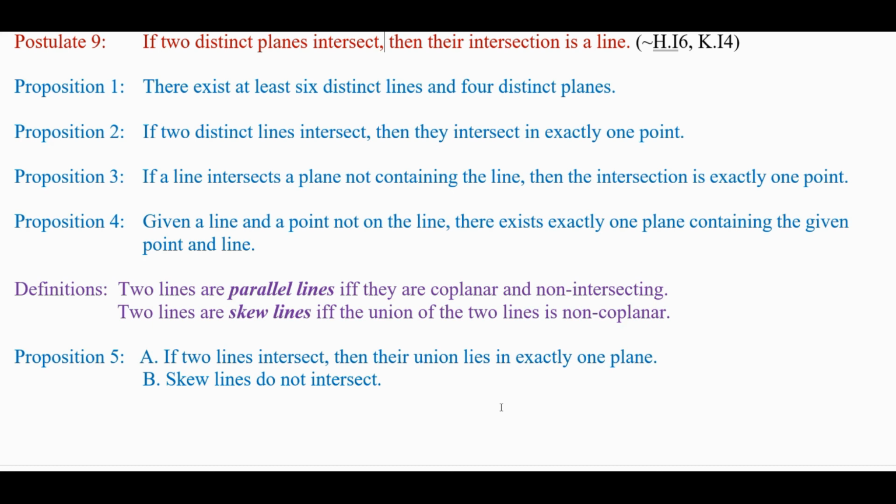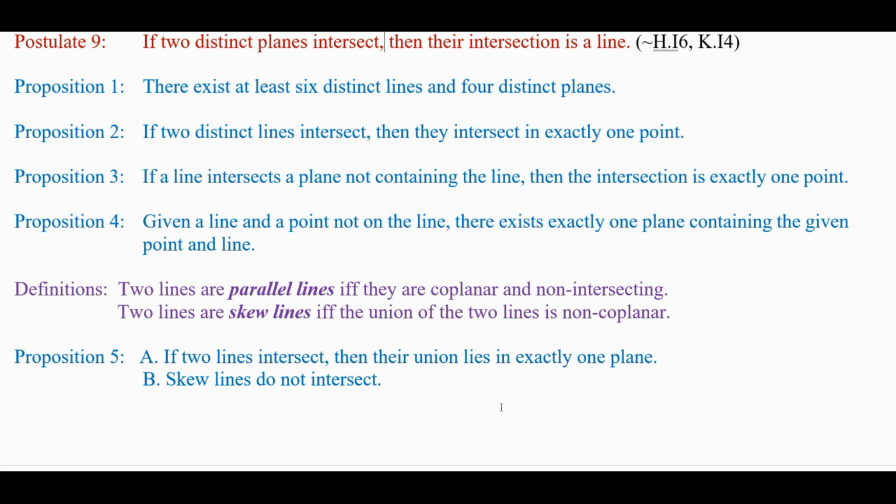We have a couple more definitions. 2 lines are parallel lines if and only if they are coplanar and non-intersecting. Two lines are skew lines if and only if the union of the two lines is a non-coplanar set of points. Proposition 5 says if two lines intersect, then the union lies in exactly one plane, and part B of that, skew lines do not intersect.